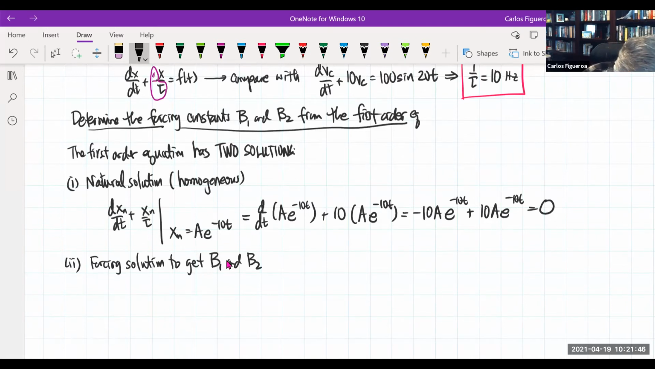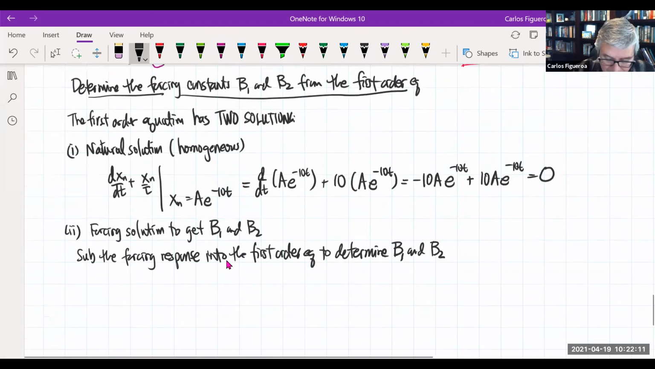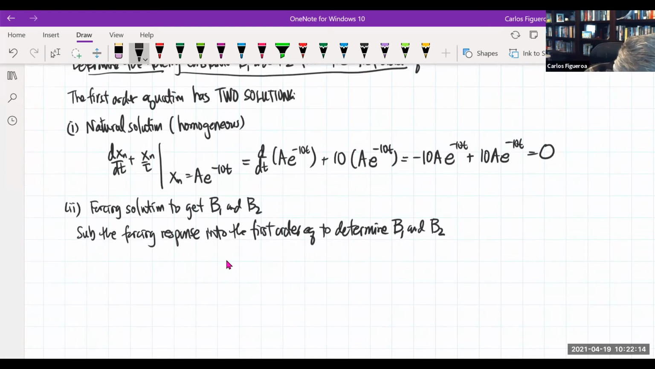So what you do here is substitute the forcing response into the first order equation to determine B1 and B2. So here we go. What's my first order equation? I have dV forcing/dt plus 10 VF.